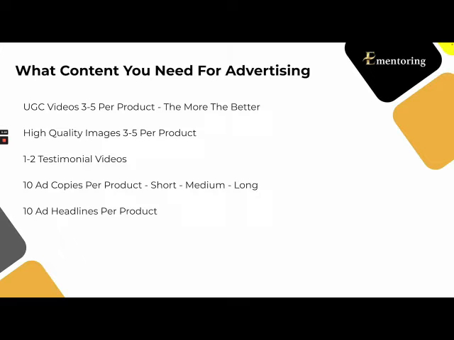You're going to need 10 ad copies per product, 1 short, 1 medium, and 1 long. If you want to split test these, you're going to want 10 ad headlines per product as well. If you don't know what ad copies are, these are basically the description that goes underneath your ad, and a headline is the short text, which is the title of your ad. And I'm going to be showing you examples of these so you guys completely understand what I'm talking about.